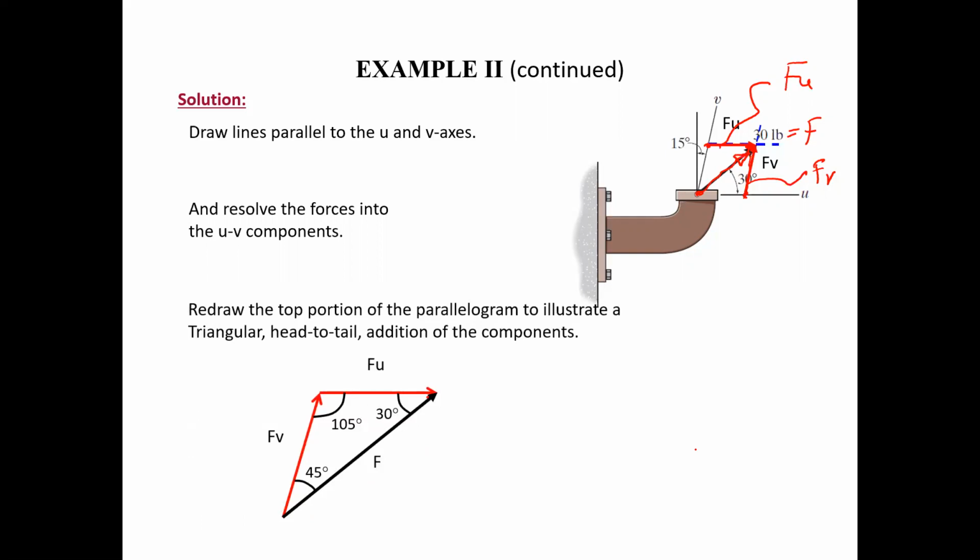redraw the top portion of the parallelogram, right? So the top portion where we have this F sub u, on the left side we have F sub v, and on the right side we have the vector F, right? So we take that triangle or the top portion of the parallelogram to illustrate a triangular head to tail addition of the components, right? So we know that this is the triangle method or parallelogram method. They are almost one and the same thing, right? So we can show that here. We know the angles. So this is 30 degrees, this is 45 degrees, this is 105 degrees. So we know these angles, right?